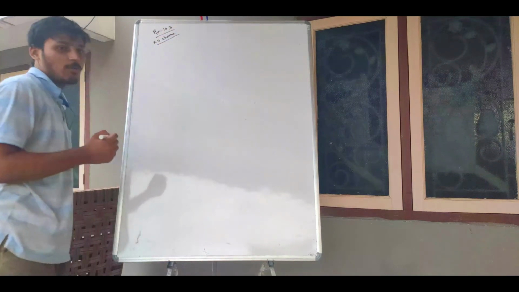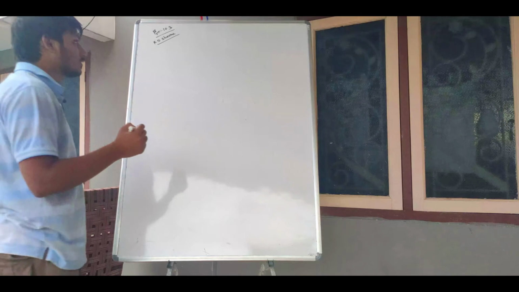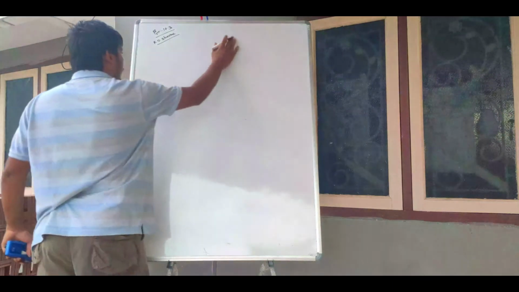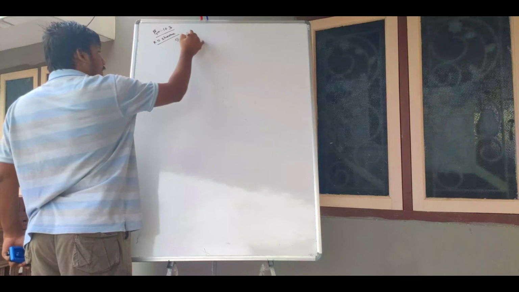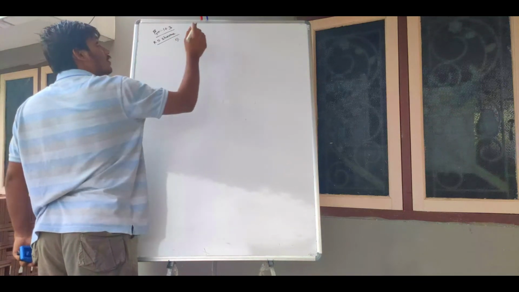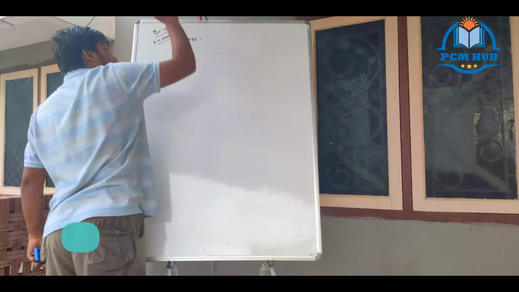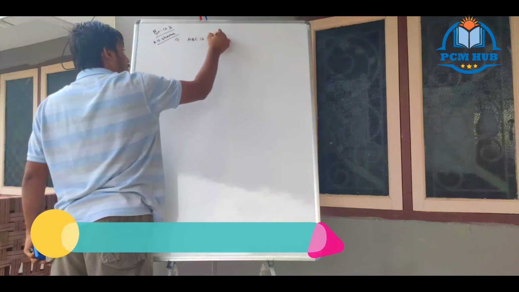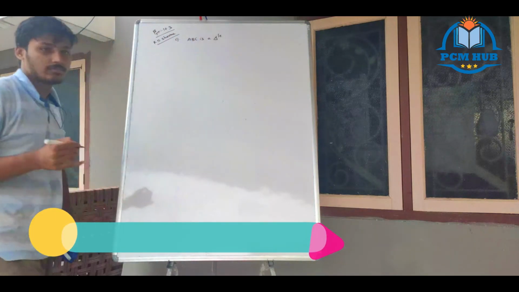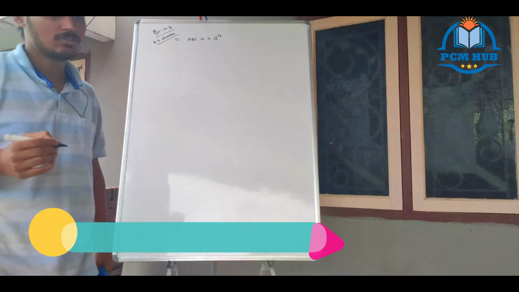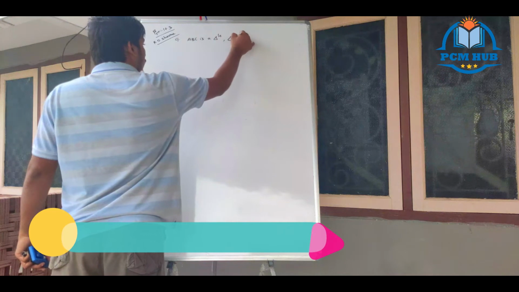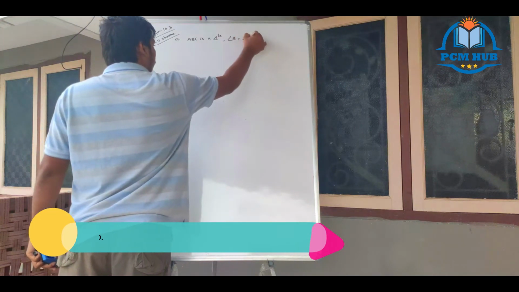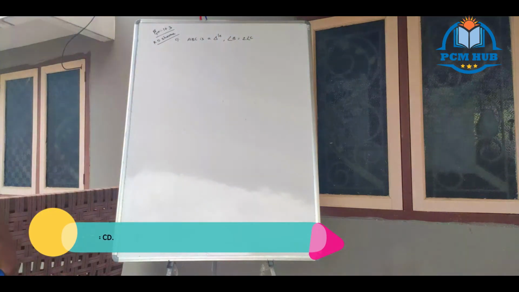Okay, R.D. Sharma, problem 10.3. So what is given? ABC is a triangle. Question number 9. ABC is a triangle. Angle B equal to 2 into angle C. Right.